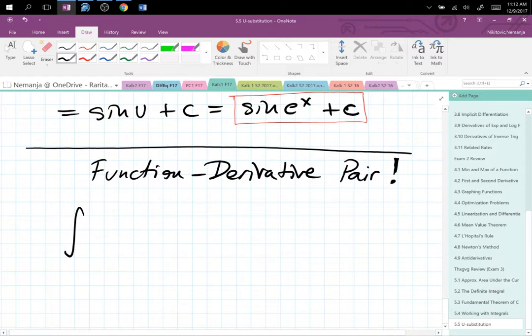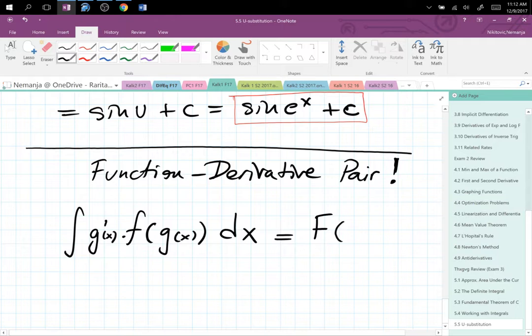Don't write this yet. The integral of f of g of x times g prime of x dx would be the antiderivative of g of x plus c. This is like a formula, but it really doesn't help other than the function derivative pair. So can you use these functions to substitute in the formula?